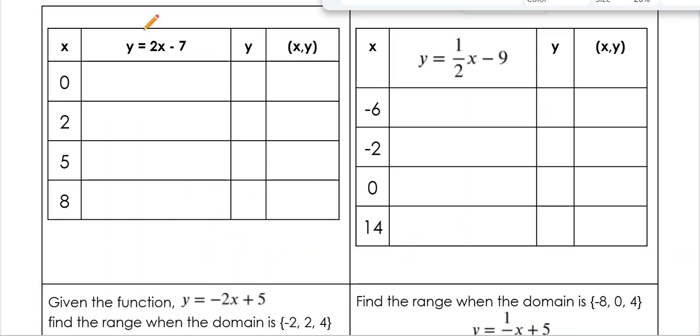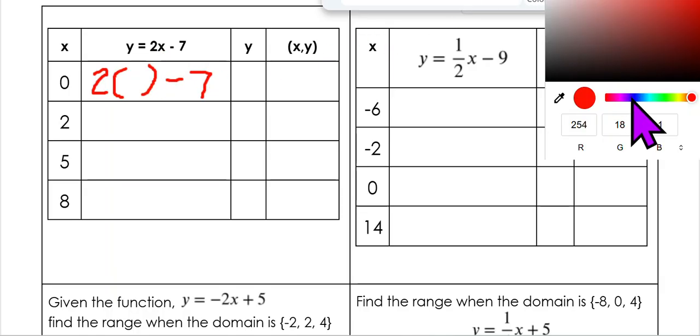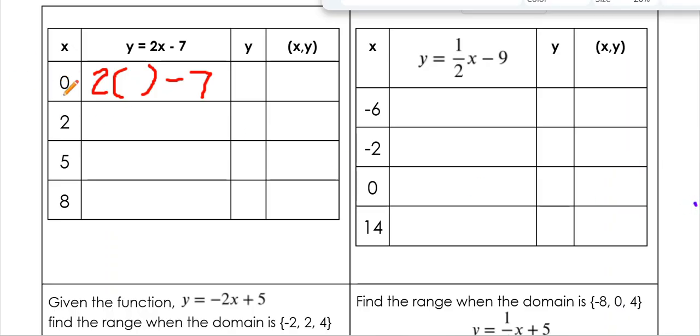Okay, so this is called a function table. This x is my input. This equation is kind of like my function machine, and this y is going to be my output, what comes out when it's done. The way you do this is, I see my first x value here is 0. So I'm going to rewrite this part of my equation, but instead of writing x, I'm going to put parentheses, and inside those parentheses, I'm going to plug in what my x equals. My x equals 0, so I'm going to plug in 0.